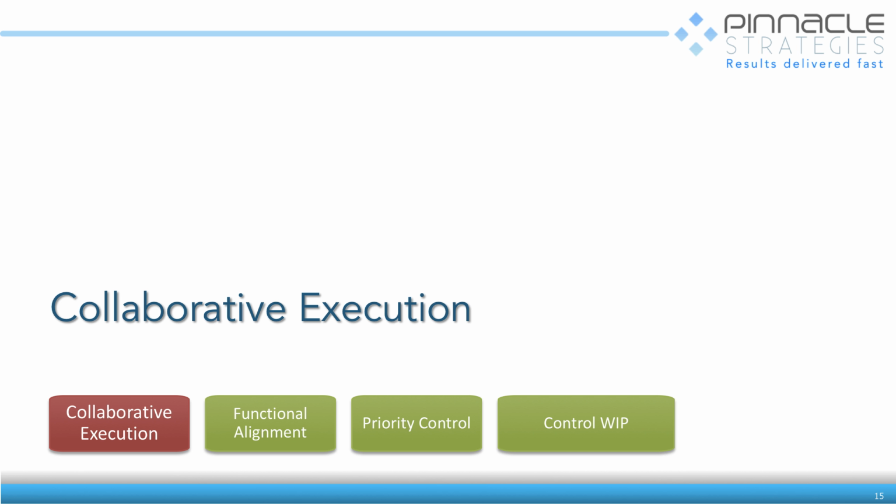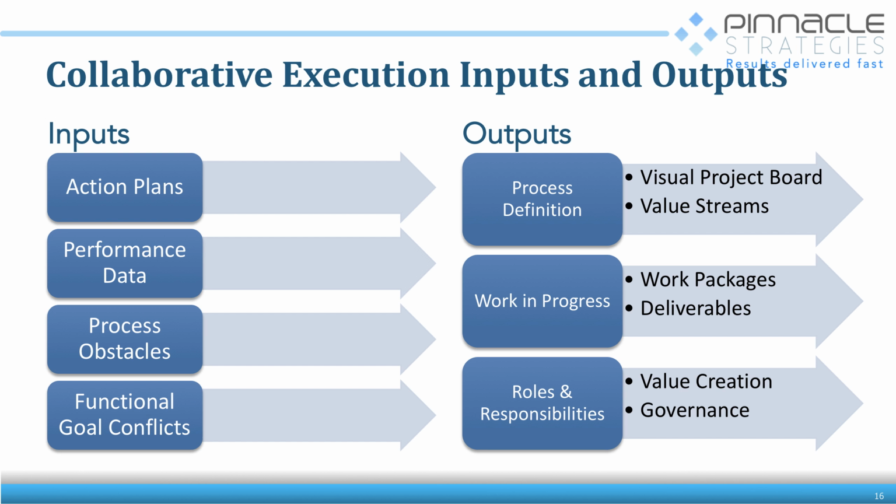So let's just start with collaborative execution, and we'll talk about the very bottom, basic collaboration. And typically what we're taking as an input here is the action plan, the performance data, our process obstacles, and our functional goal conflicts. All right, so we know what those are, and the collaborative execution process helps us discover what those are.